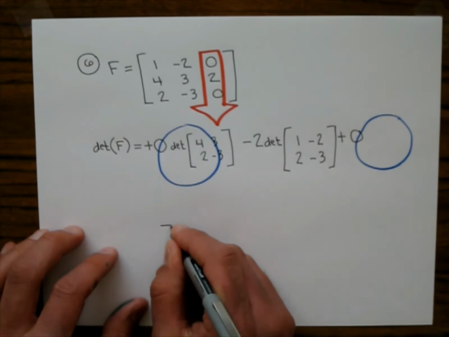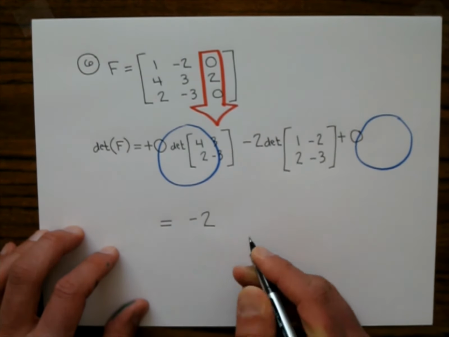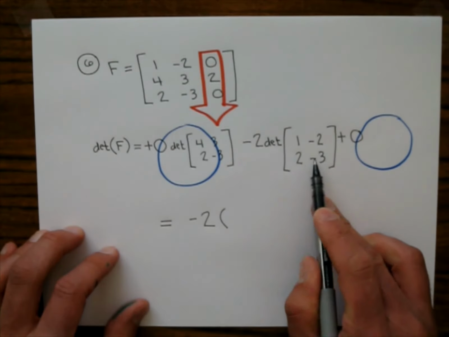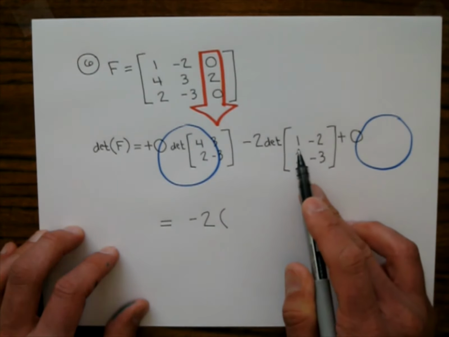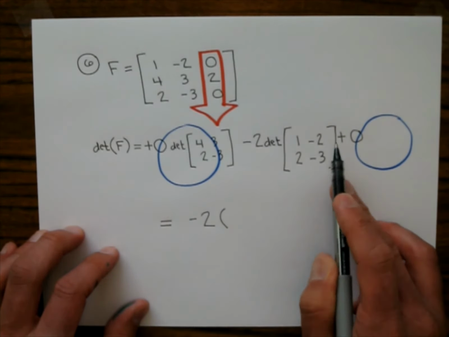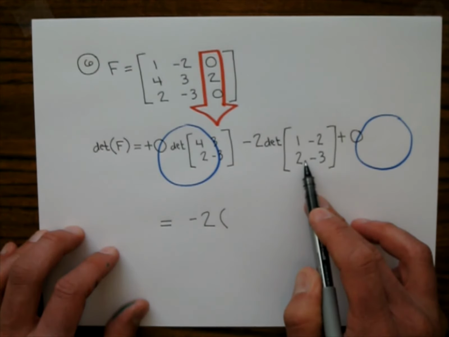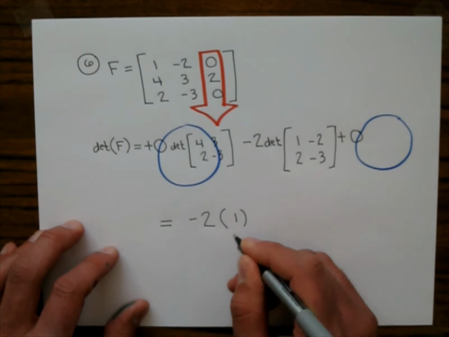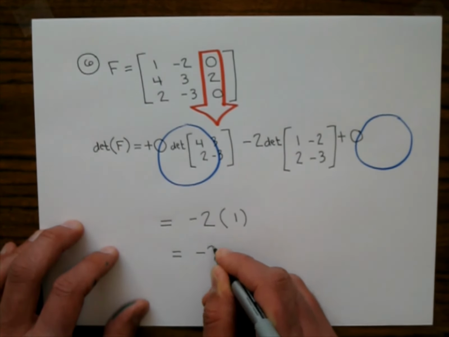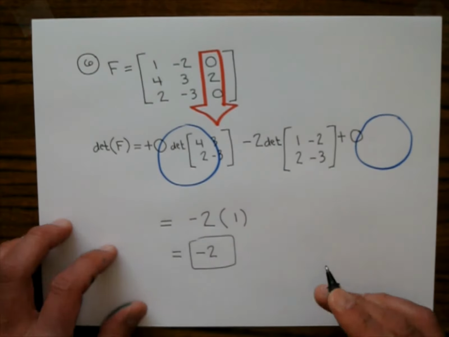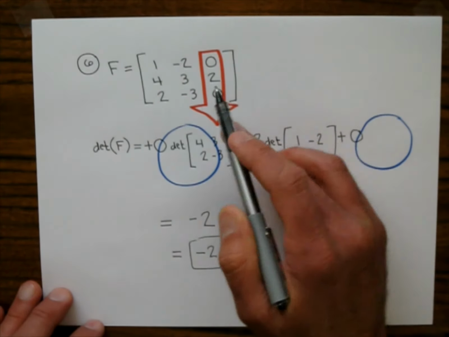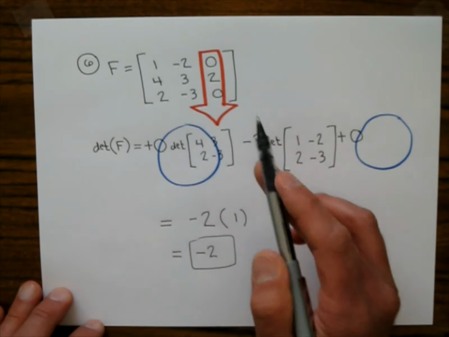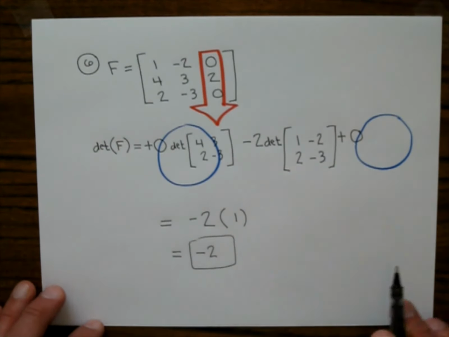Okay, let's continue on this. This is going to give me negative 2 times this determinant. I'm going to go AD minus BC, so this is negative 3 minus a negative 4. That's negative 3 plus 4, which is 1. So this gives me negative 2 as the answer. You didn't have to go down that last column. You could have traveled across the first row and you would have got the same answer. So that is how to compute a determinant.